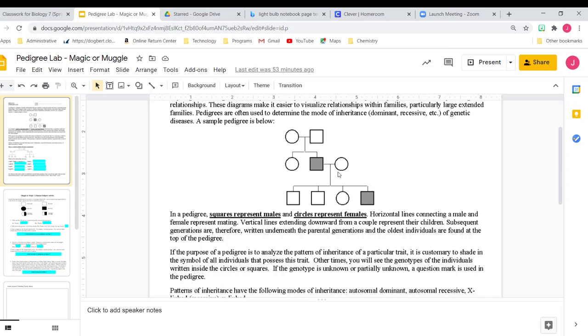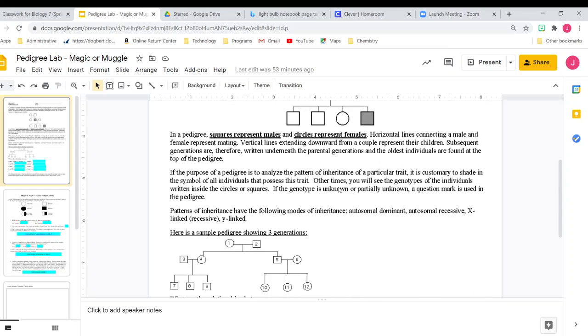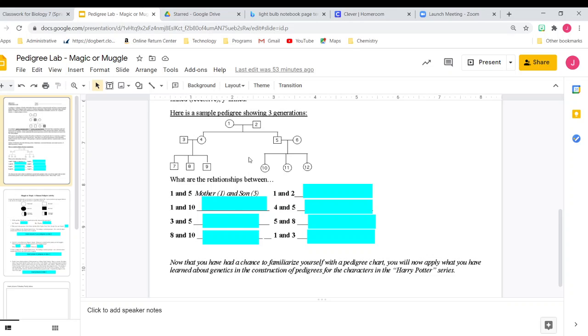There's a little explanation up here about what a pedigree is, and then in this first part, you're going to determine the relationships, not their genotypes, but the relationships, such as 1 and 5 are mother and son, okay? And if we look here, 1 and 10, this would be a girl, and they have parents, and then these are their parents. So this would be grandma and granddaughter, okay?